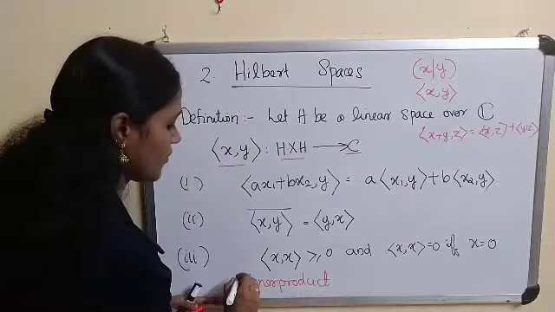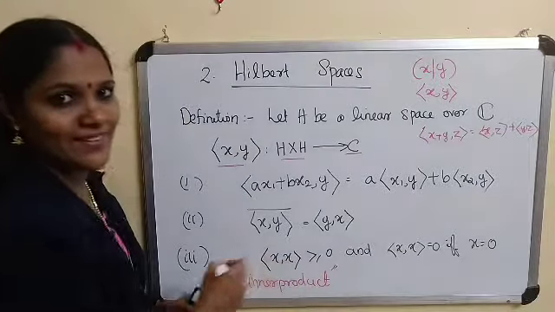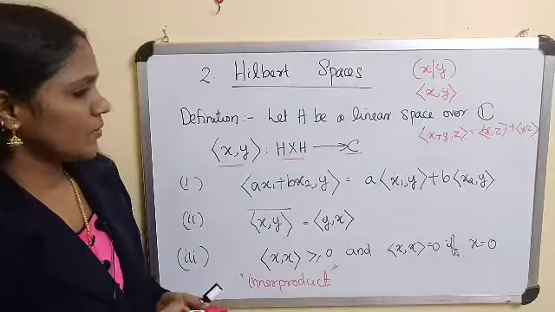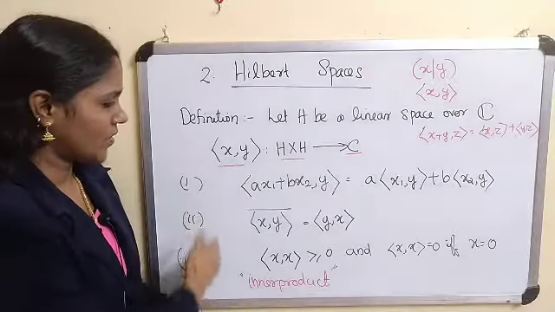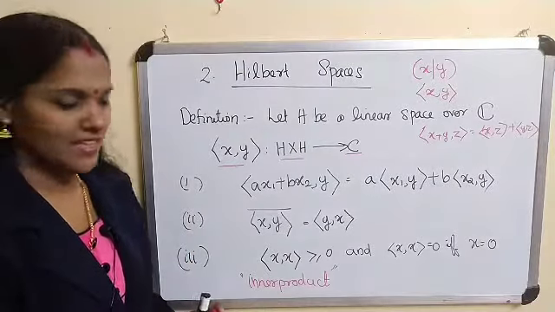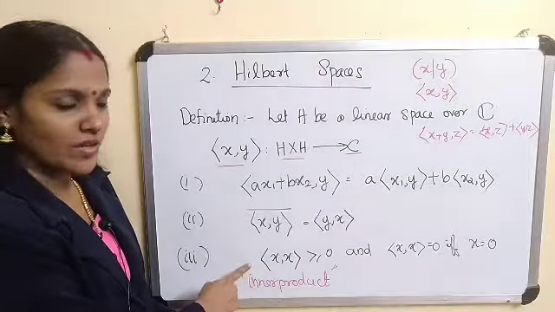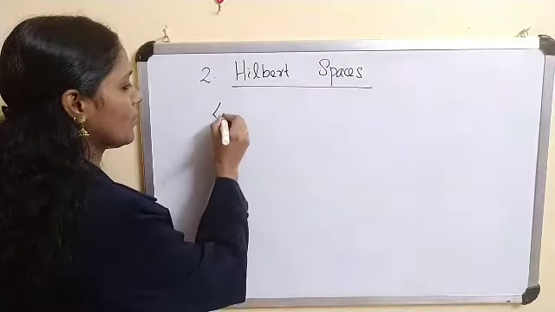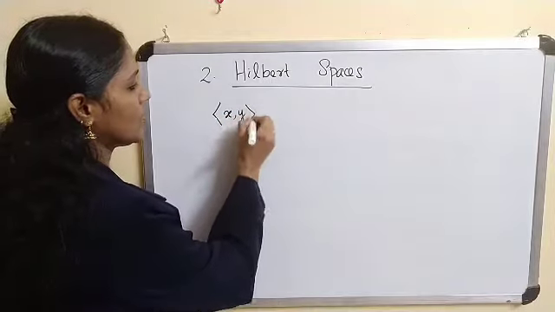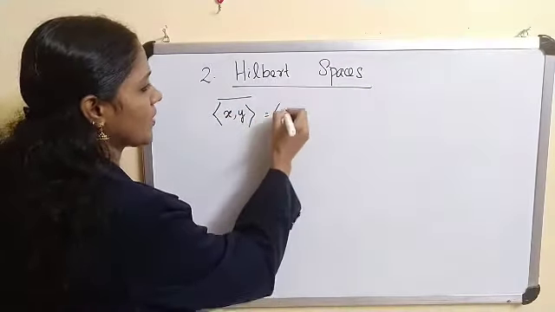Another term for inner product is scalar product. So these are the properties of an inner product. Clear? This is the linearity property, this is non-negativeness. And the conjugate of the inner product of x, y is equal to the inner product of y, x.